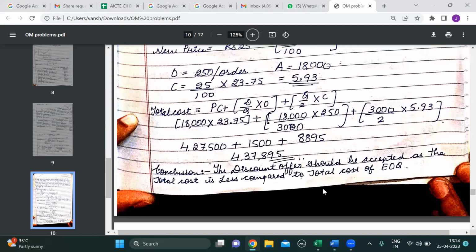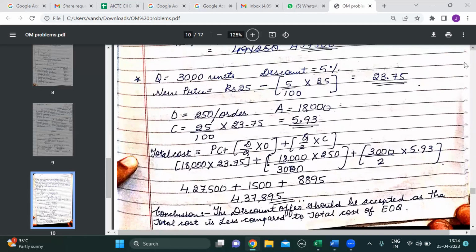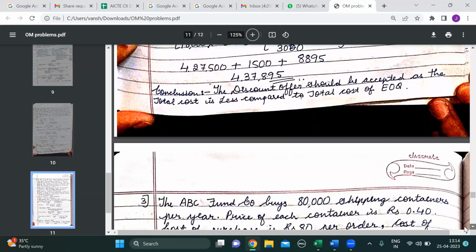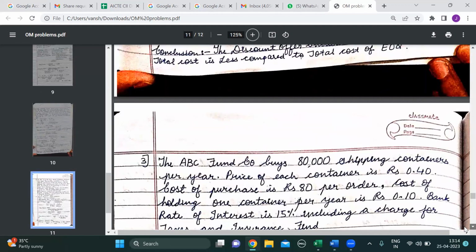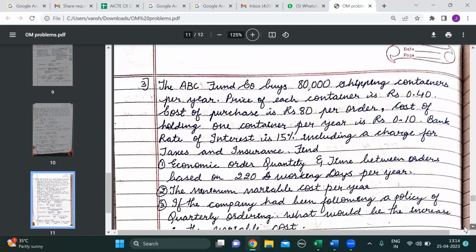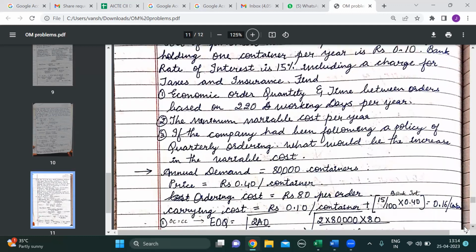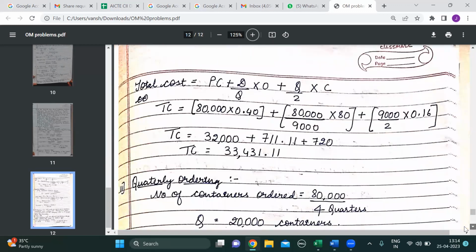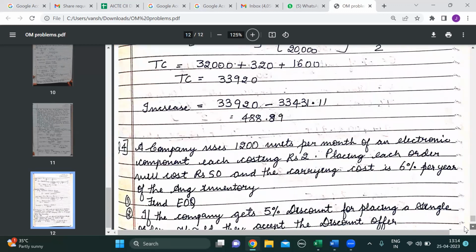So the conclusion is the discount offer should be accepted as the total cost is less compared to total cost of EOQ. So EOQ always reduces your cost, but if you're getting a discount and because of which your cost is still coming down, it's better to accept the discount offer. Now let's go to the next sum. We'll go to a sum which is similar to what we did above first, so that you get clear with those types of sums.